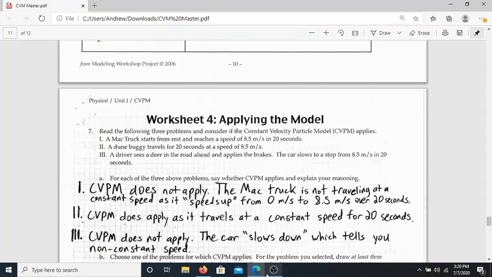All right, and then for number 3, once again, I have a driver seeing a deer in the road ahead, and they apply the brakes. Now, those brakes are doing something. We're not quite sure what that is yet. In a couple of units, we'll talk about exactly what's happening here. But why that matters is because it says the car slows to a stop from 8.5 meters per second in 20 seconds. So just like we saw before, once again, the initial velocity and the final velocity are different. So that means this is not a constant velocity throughout. So the constant velocity model does not apply here because the car is slowing down.